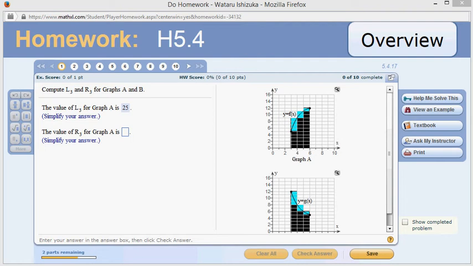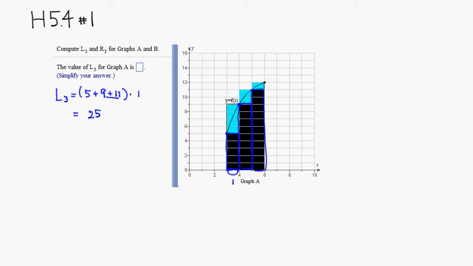Now, the value of the right sum for the same graph. This time, for the first interval, we use the right endpoint to determine the height. So we are looking at this bigger rectangle. R3 would be, the height is 9 for the first one. The second one, the height is going to be 11. And the last one, the height is going to be 12, and the width is 1, so the base is 1, so this is going to be 32.